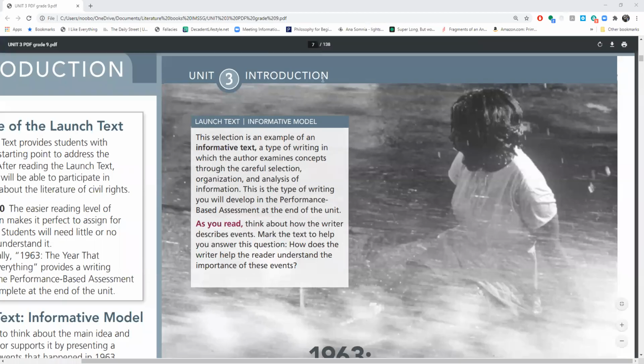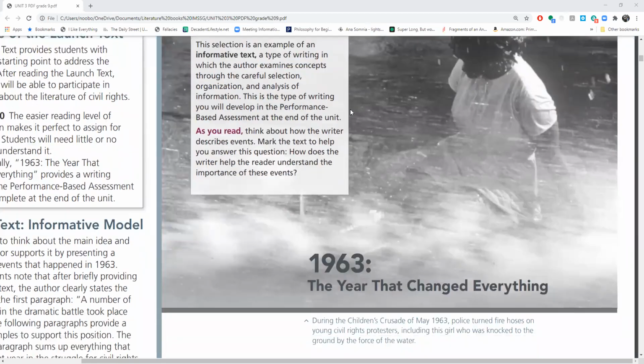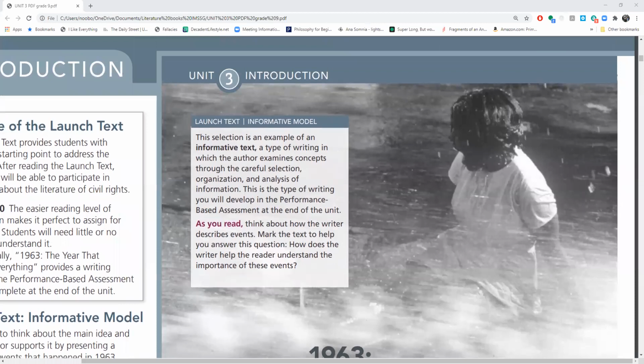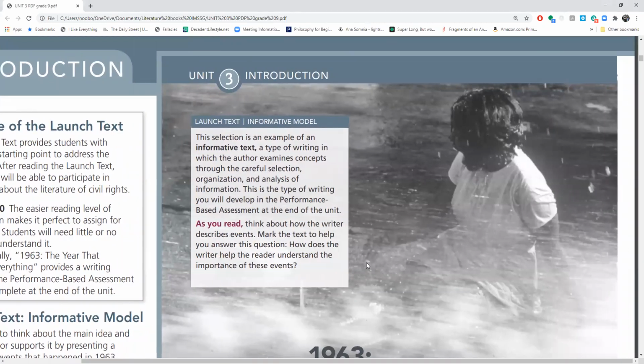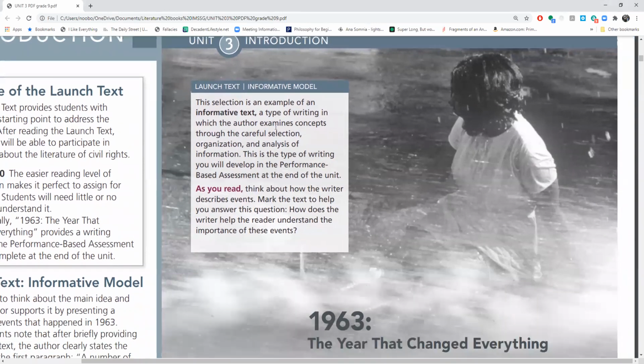Hello, grade 9. We are going to introduce Unit 3, which is about civil rights and the introduction of the civil rights movement in America in the 1960s. So we're going to start with this launch text.